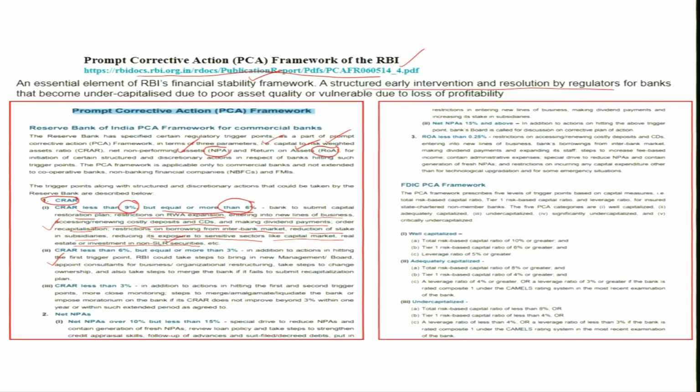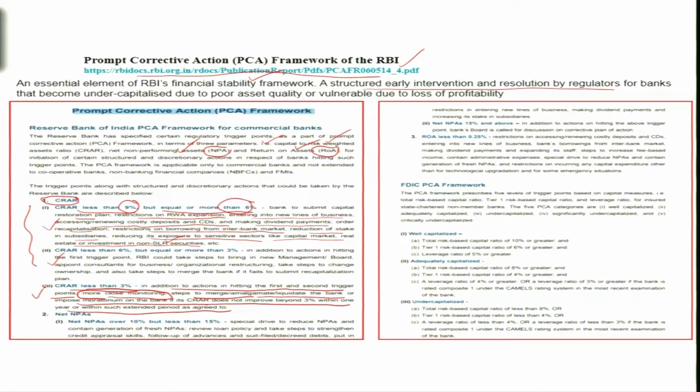The RBI's watch and regulatory monitoring will become more and more stringent on the concerned banks. For example, if CRAR is less than 3%, the bank is really under the strong PCA framework. In addition to the actions at the first and second trigger points, there is more close monitoring, which is the key point here, and steps to merge, amalgamate, liquidate the bank or impose a moratorium on it if its CRAR does not improve beyond 3% within 1 year or within such extended period as agreed to.